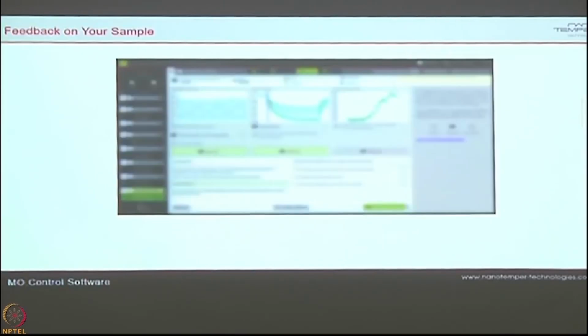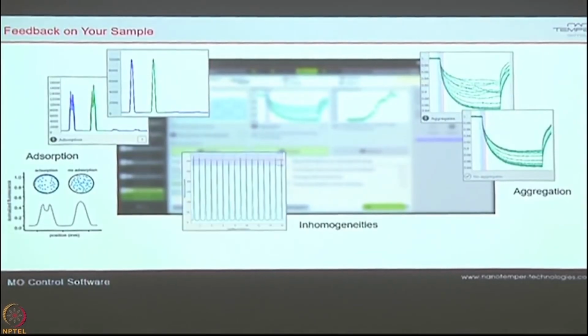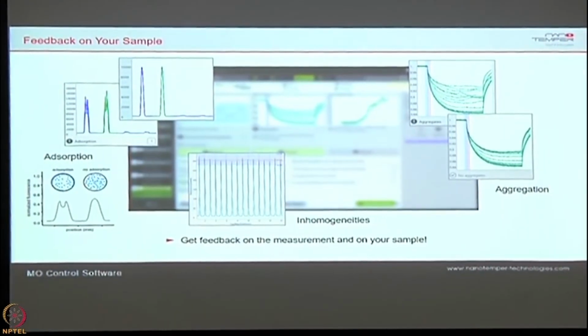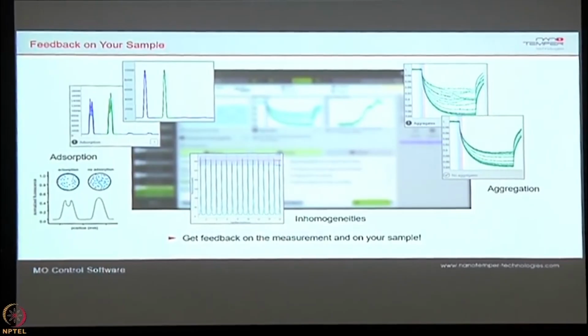I don't want to bore you with all these things, because as I said, it's more for users who are actually doing it. In principle, the software is completely artificial intelligence driven. It gives you suggestions at the end of the day on how you need to move on.